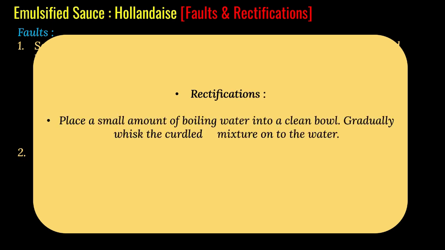How to rectify? Place a small amount of boiling water into a clean bowl. Try to imagine that. Gradually whisk the curdled mixture into the water. Suppose your sauce got curdled. Keep that bowl to one side, take another fresh bowl, add a very small amount of boiling water, and add the curdled sauce drop by drop into that boiling water, and go on whisking. It will be rectified then and there.